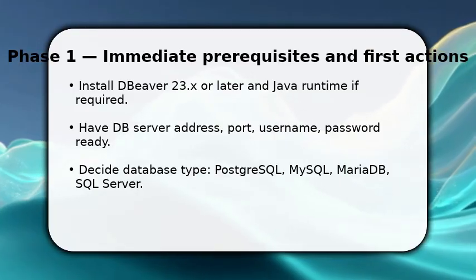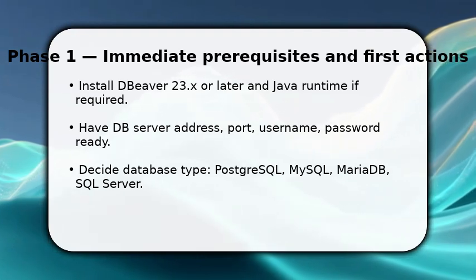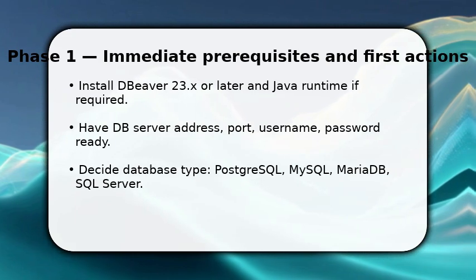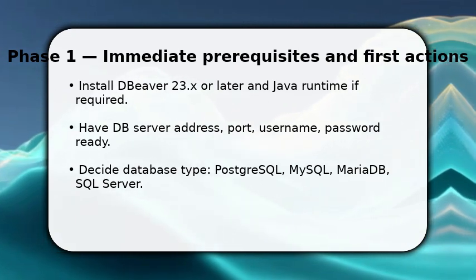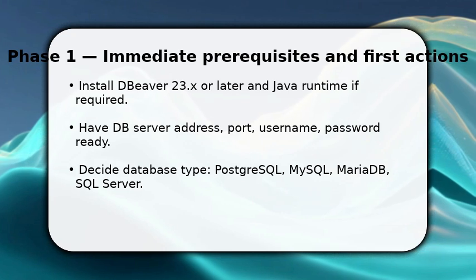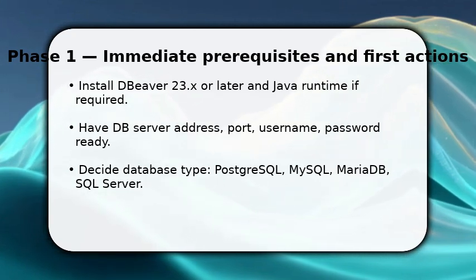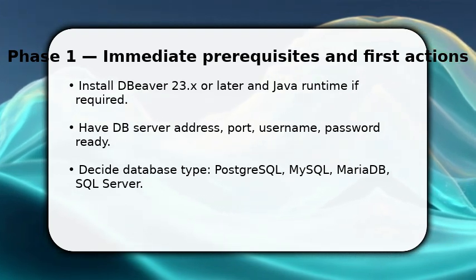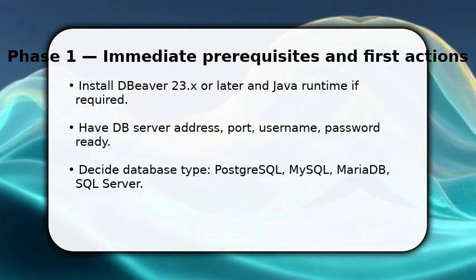You begin by confirming prerequisites: DBeaver installed and server credentials on hand. Open DBeaver and select Database, New Database Connection. Choose the specific engine. Once chosen, the driver may download automatically. Allow it. Enter host, port, database name, user, and password in the connection dialog.